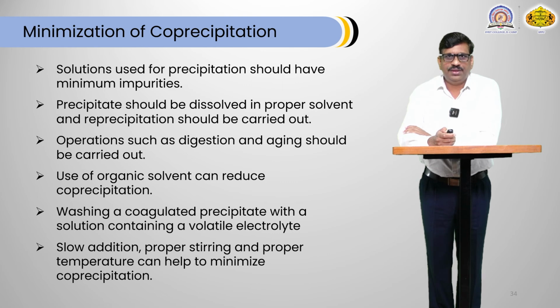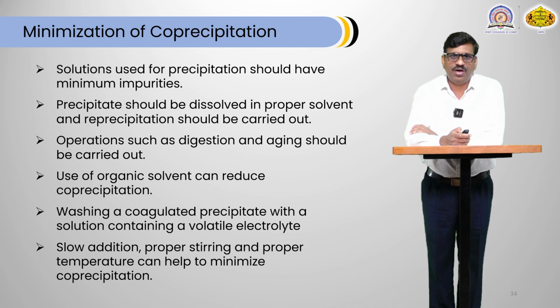That is, if your mother liquor does not contain impurities, then there is no chance of co-precipitation. That's why you have to use pure solution for formation of precipitate. Precipitate should be dissolved in proper solvent and reprecipitation should be carried out. If we think that our precipitate is contaminated, then we have to dissolve that precipitate in suitable solvent, and reprecipitation of that precipitate can be carried out to avoid this contamination.